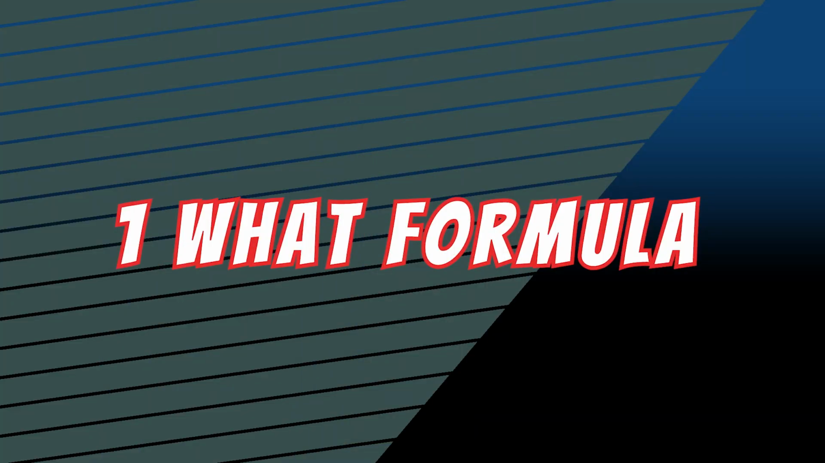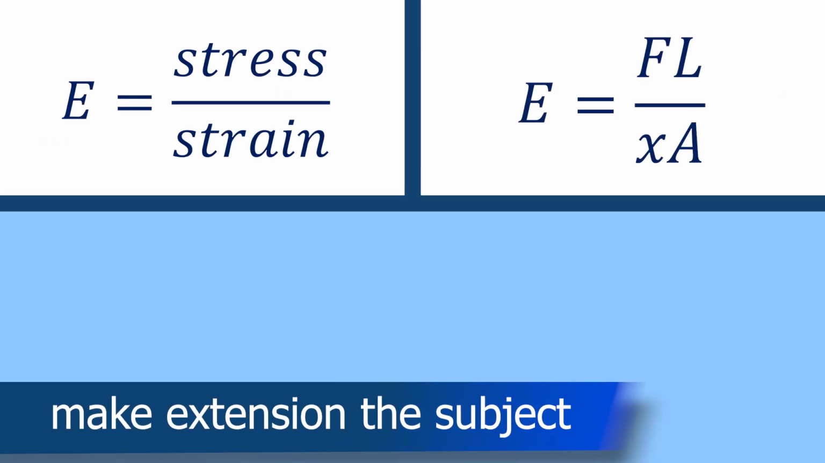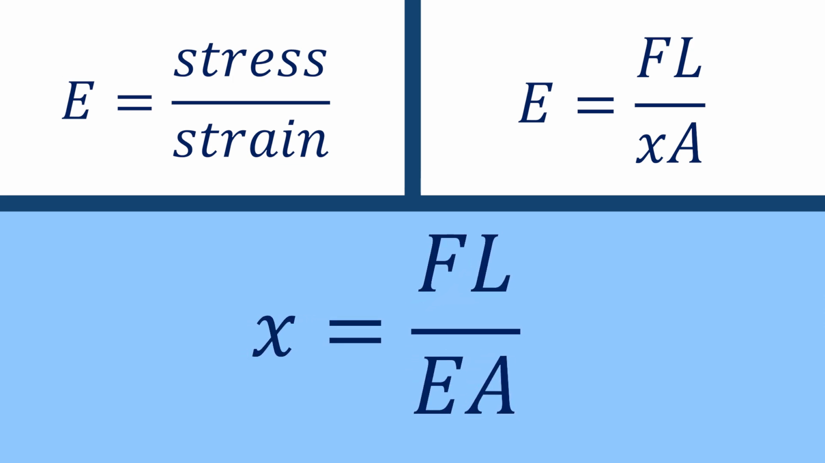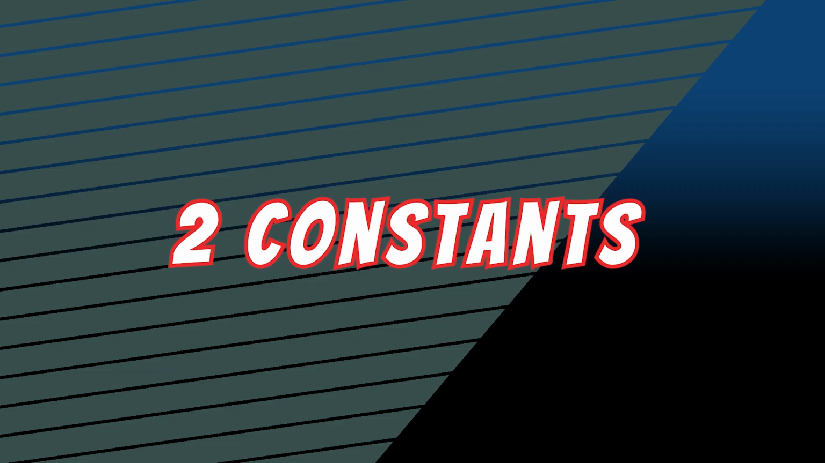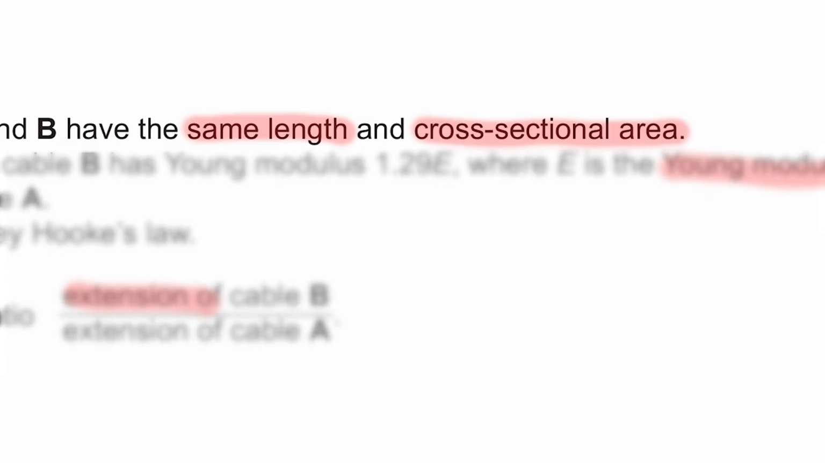Firstly, let's identify which formula we're going to need. In this case, it's Young's modulus is stress over strain. We're going to rearrange this for extension, since that's what the question's asking. Next step is to clearly identify the constants. In this question, it's area and length.